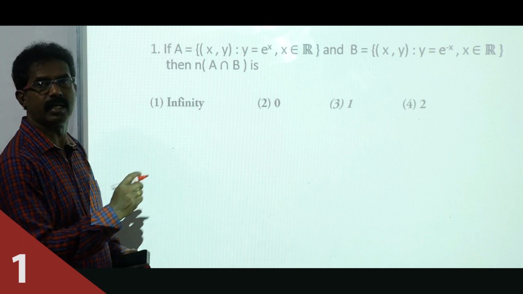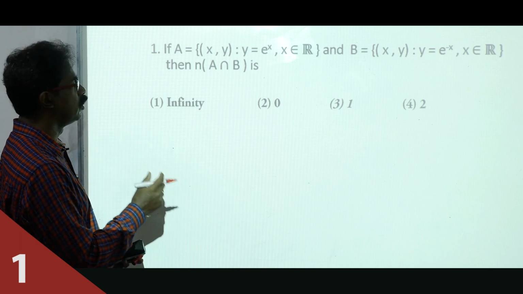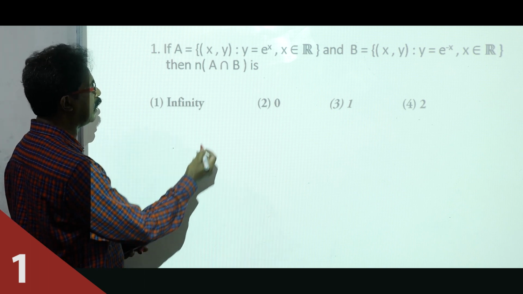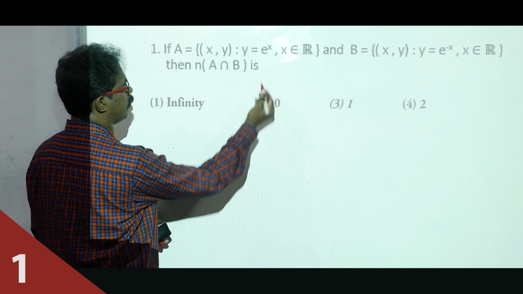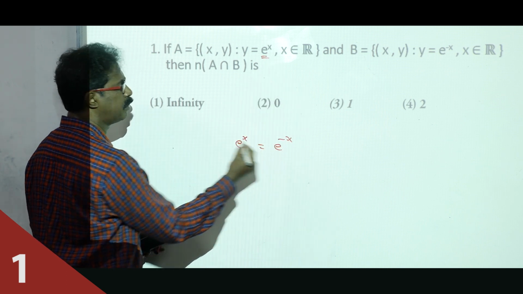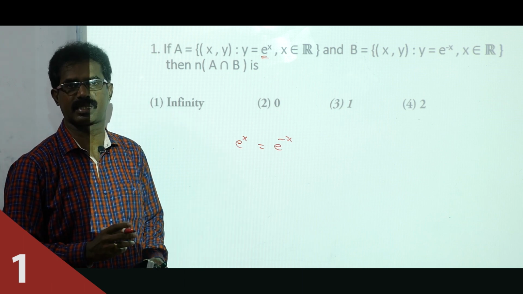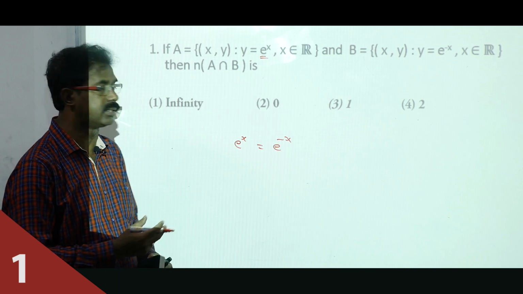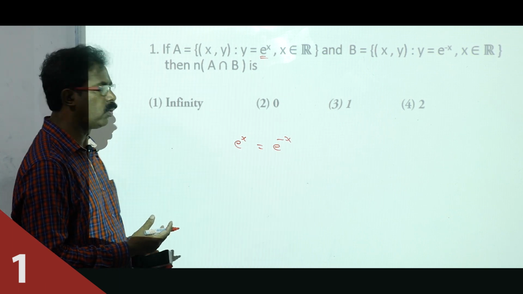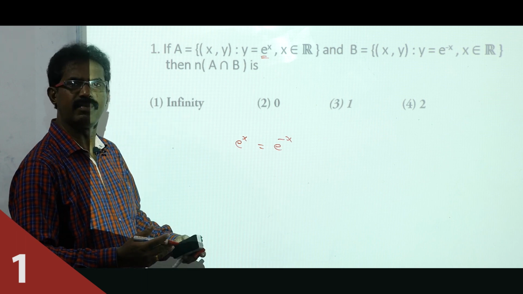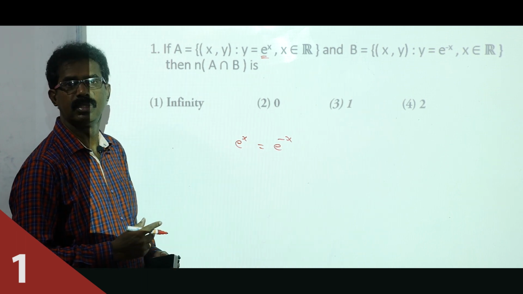A and B contain sets of ordered pairs. You give a number, and the image must be the same. The first one's image is e raised to x, and the second one is e raised to minus x. Both must be equal when you give some value for x. Suppose you give 1, e raised to 1 and e raised to minus 1 are different. Any value you give, they are all different except for 0.